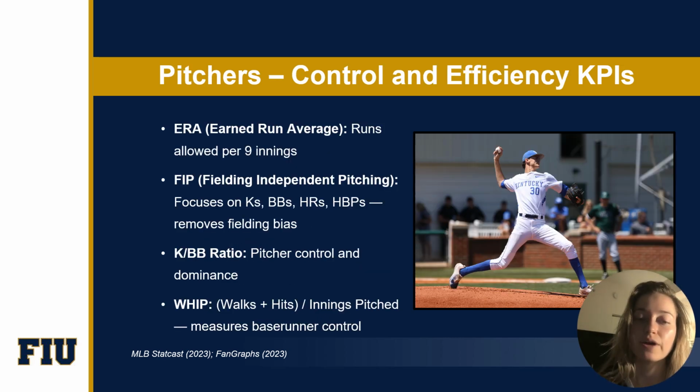Pitchers are often evaluated by their ERA, but more modern metrics provide a clearer picture. FIP, or fielding independent pitching, strips away the noise of defensive support and focuses only on strikeouts, walks, hit batters, and home runs. The K to BB ratio helps us assess their command and control. Walks and hits per inning pitched tells us how often they're allowing runners to reach base. These are the numbers that help us track efficiency and fatigue, especially across a long season.